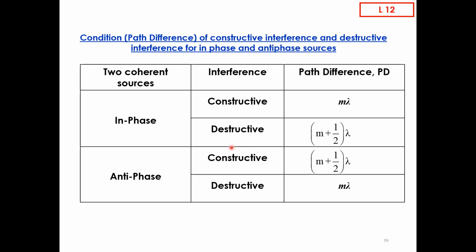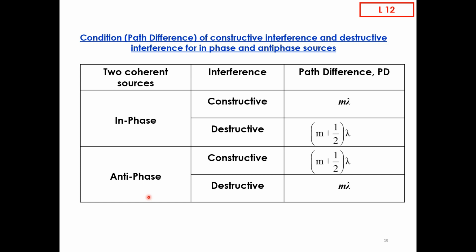So how to read this table? For the first column, we have two coherent sources, in-phase and antiphase. For in-phase, we have two types of interference, constructive interference and destructive interference. Let's read together. In-phase coherent source, constructive, so the path difference is m lambda. For in-phase source, destructive interference, the formula is (m plus half) lambda.